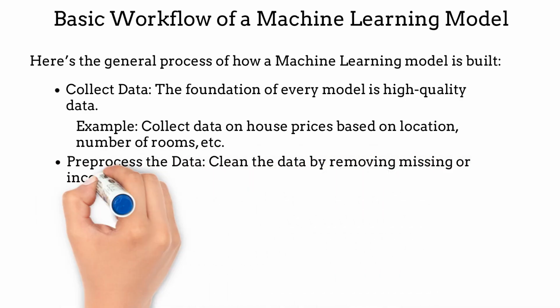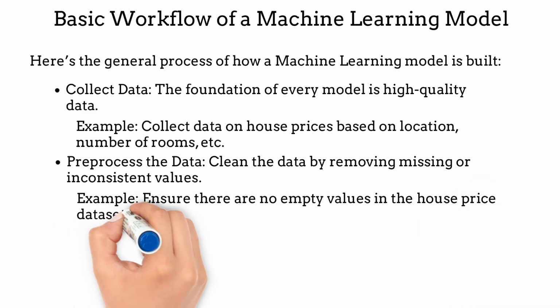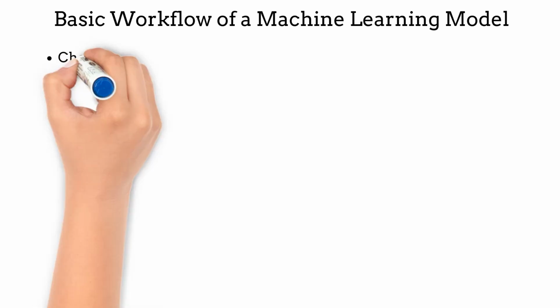2. Pre-process the data. Now that you have your data, it's time to clean it up. Real world data is messy. There are often missing values, duplicates, or inconsistencies. Pre-processing is like tidying up your room before getting to work. For the house price dataset, you'd make sure there are no empty entries for things like house size or price. You'd also ensure that all the data is in a usable format.